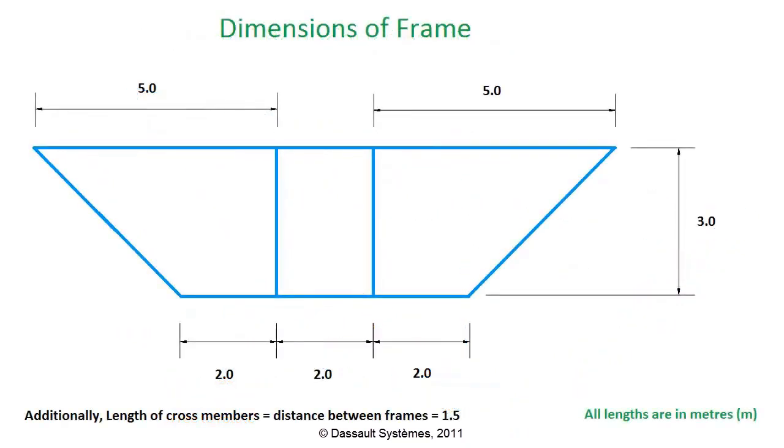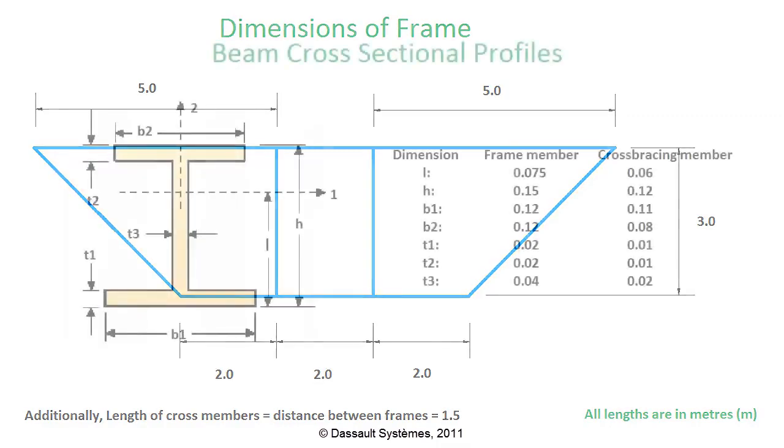We are going to use the dimensions from this schematic. We will use SI units, where length is in meters. The beams are made of steel with a density of 7800 kilograms per meter cubed, a Young's modulus of 200 gigapascals, and a Poisson's ratio of 0.3.